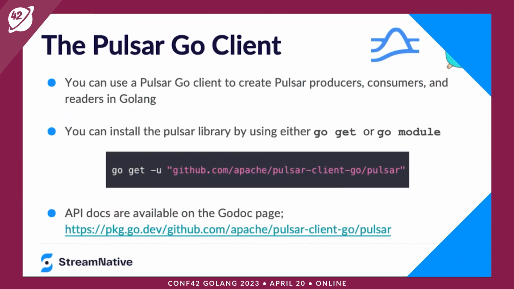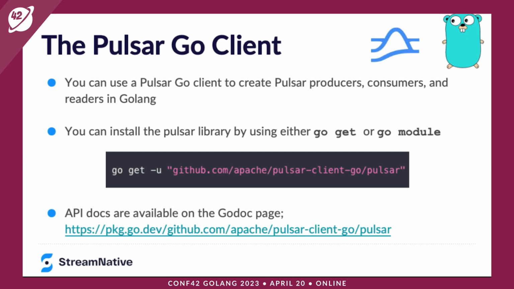As I mentioned previously, Apache Pulsar provides an officially supported Go client library that you can use to create producers, consumers, and readers. You can install the Pulsar library using the go get command as shown here. API documents are also available on the GoDoc page listed here.